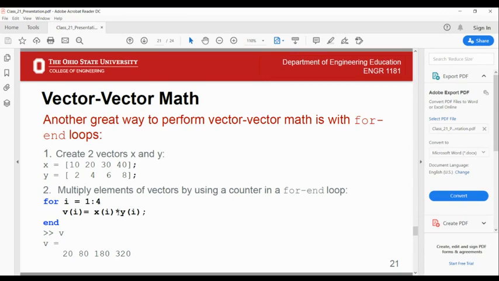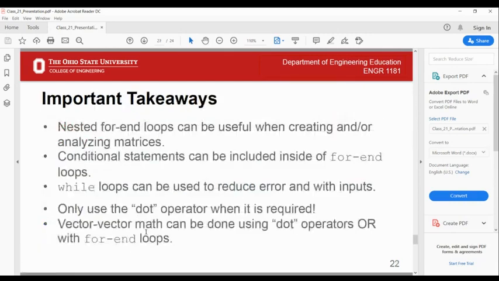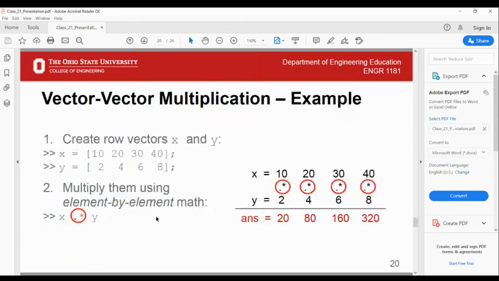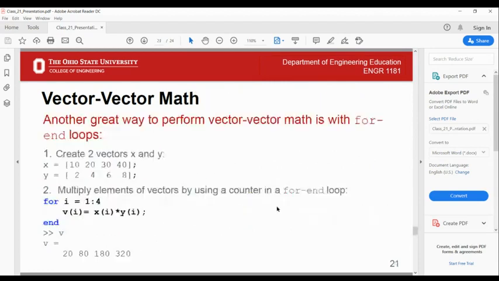And we could do the same thing for division or for exponent. So this is another way of doing multiplication that should give you the same answer as what we did with the dot, with the asterisk there. So that should be the same answer. Okay, so then let's look into some of these in MATLAB.